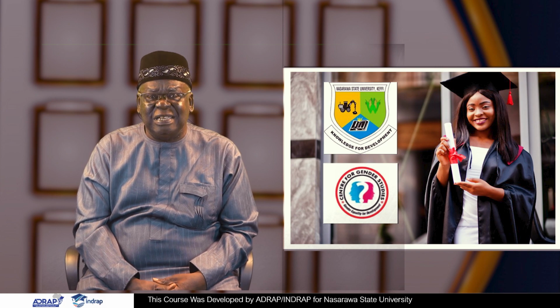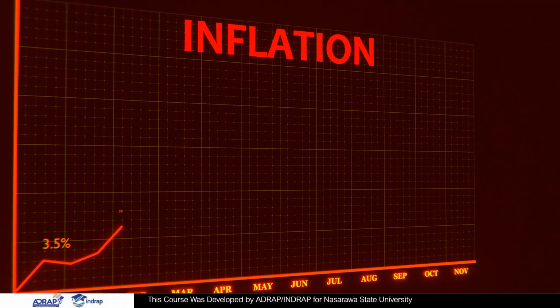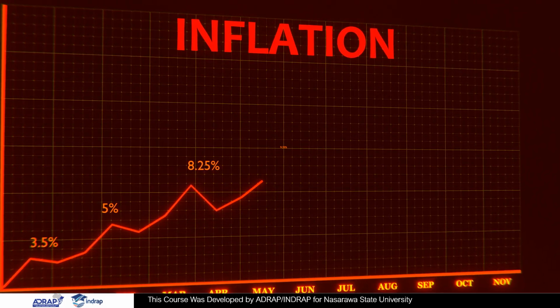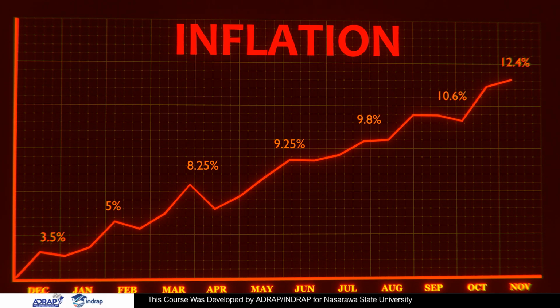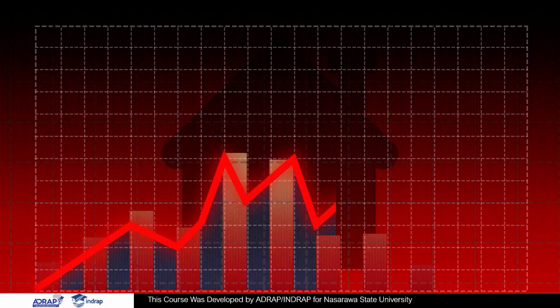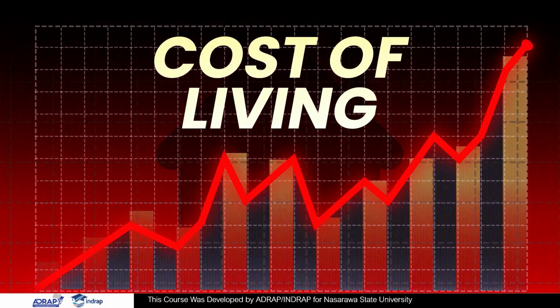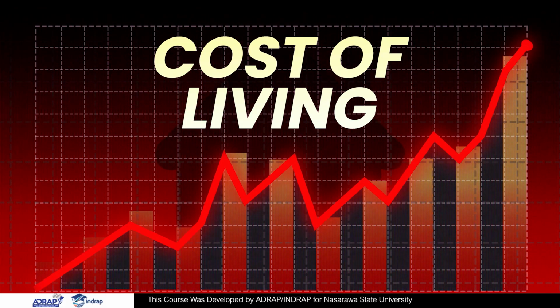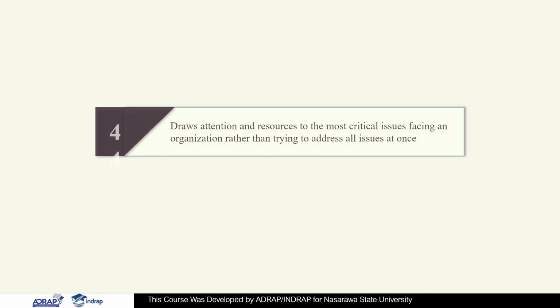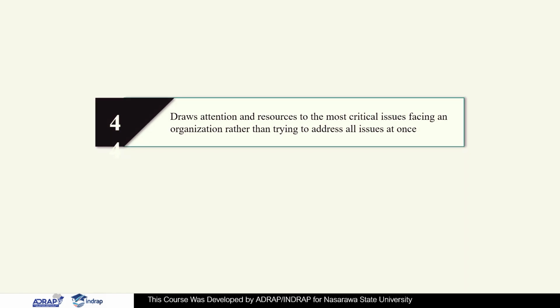What are some of the activities in the external environment? For instance, inflation. When there's inflation, you must see how you adapt your organization to it. Cost of living. When there are changes in cost of living, you must refocus your strategy and see how you meet up with the cost of living. Now, I want us to look at how we can use our resources in the most perfect way.